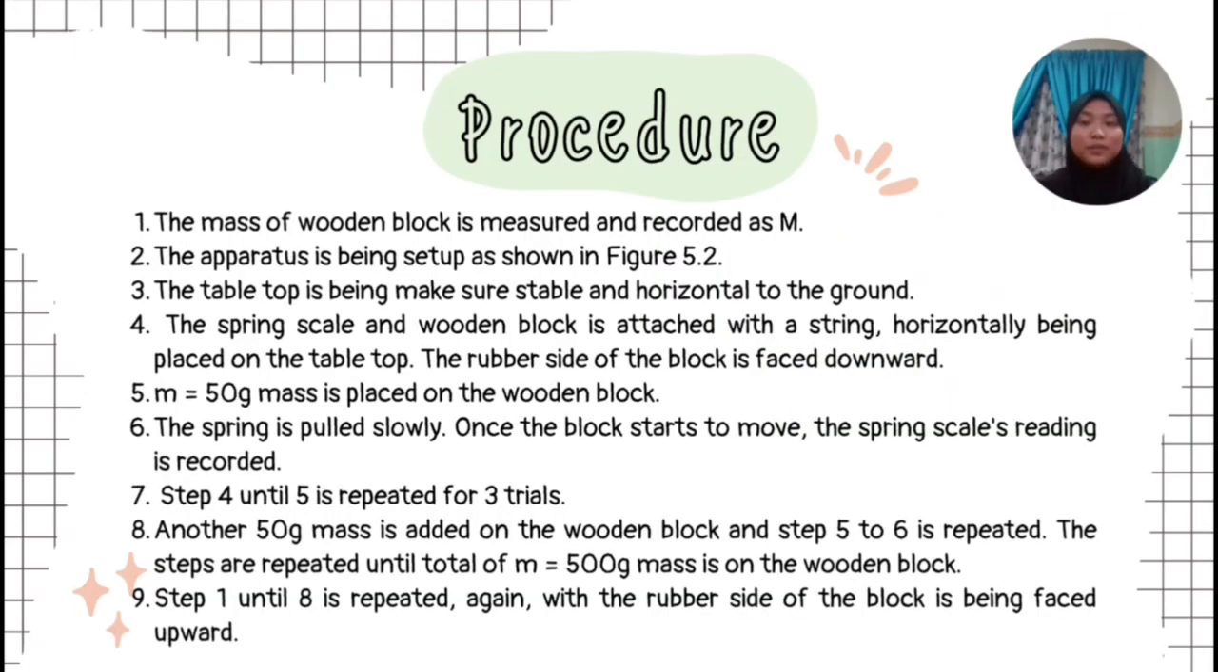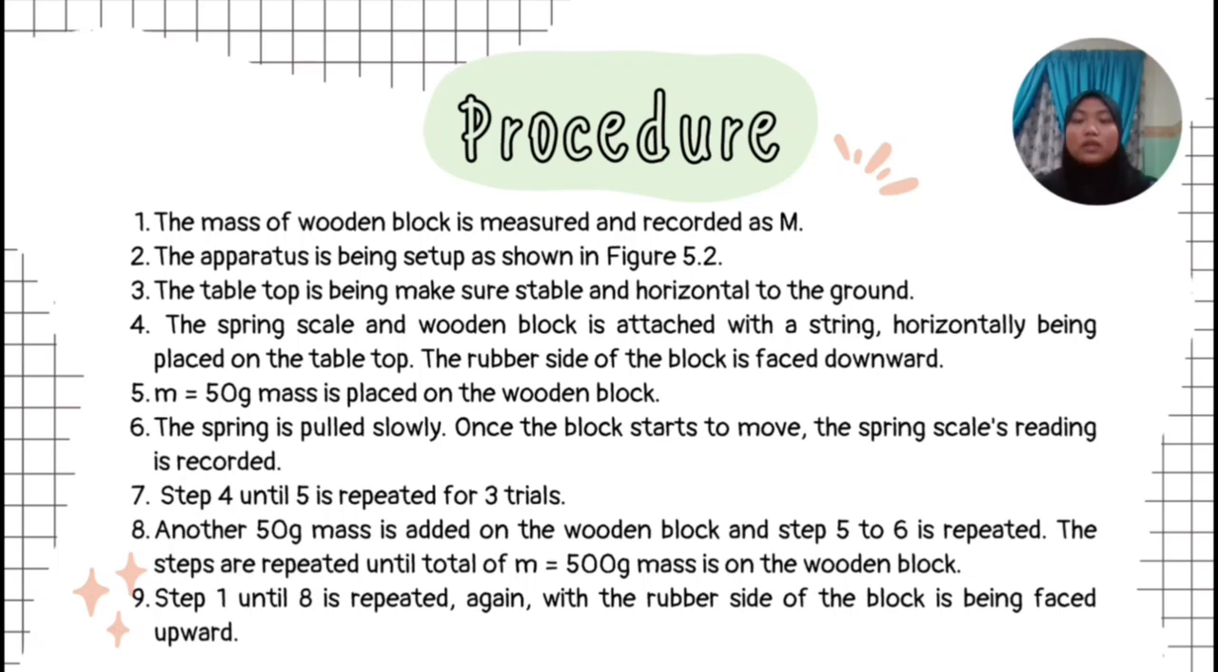Procedure for this experiment. First, the mass of the wooden block is measured and recorded as M. Then, the apparatus is set up as shown in figure 5.2. After that, the tabletop is made sure to be stable and horizontal to the ground. The spring scale and wooden block are attached with a string and placed horizontally on the tabletop. The rubber side of the block is facing downward.